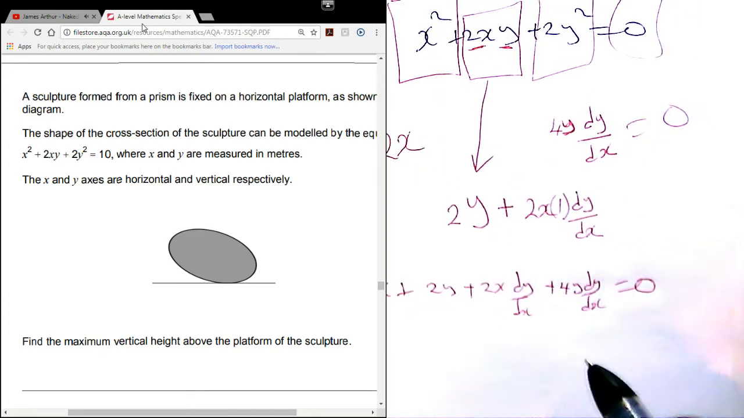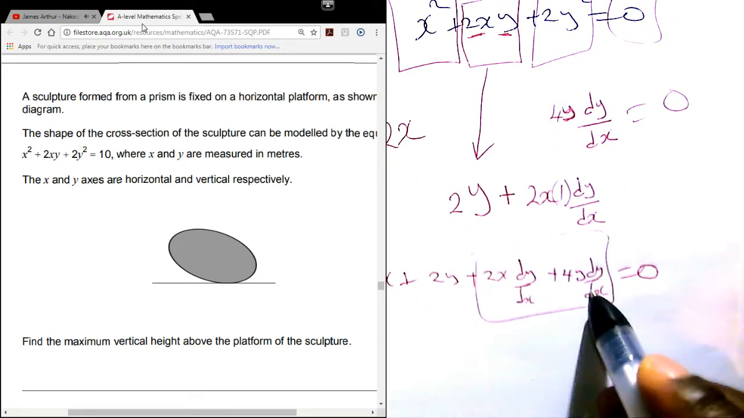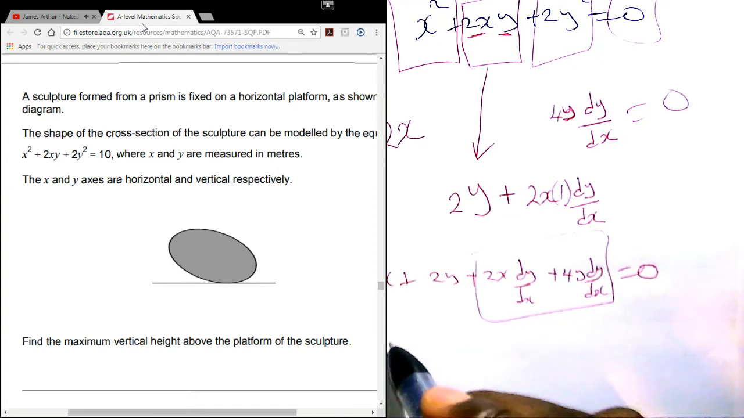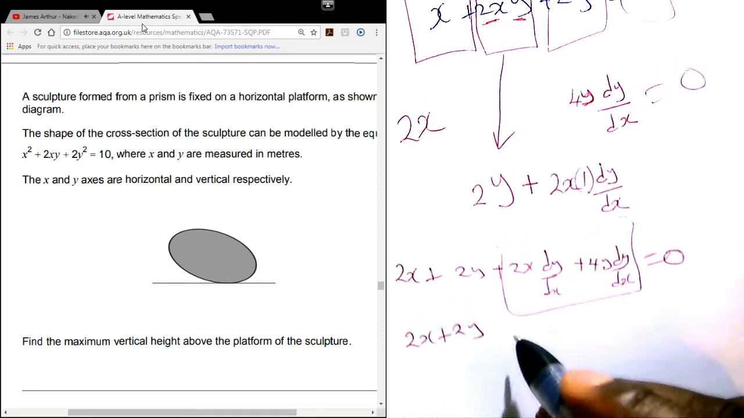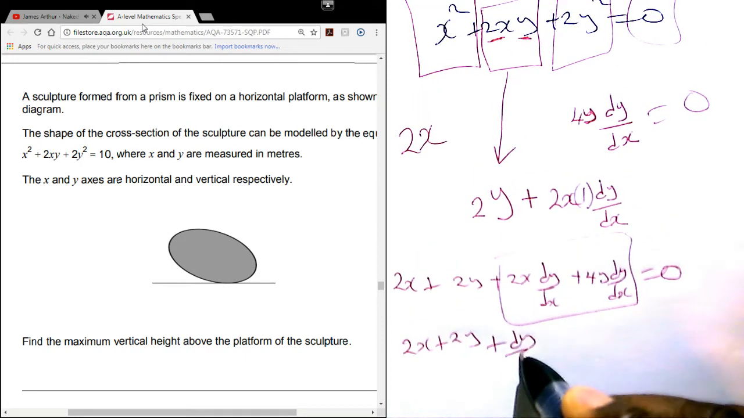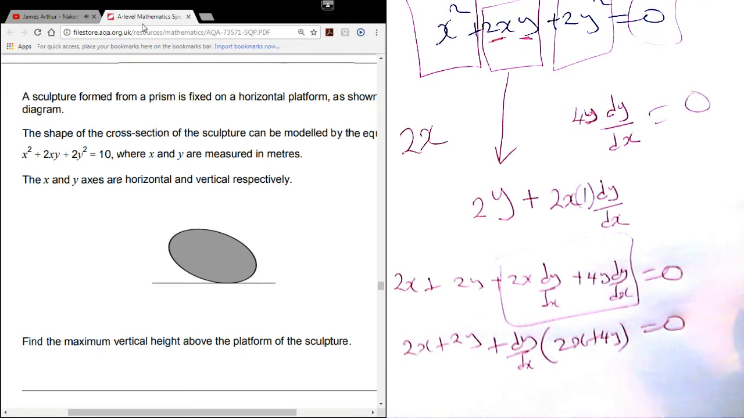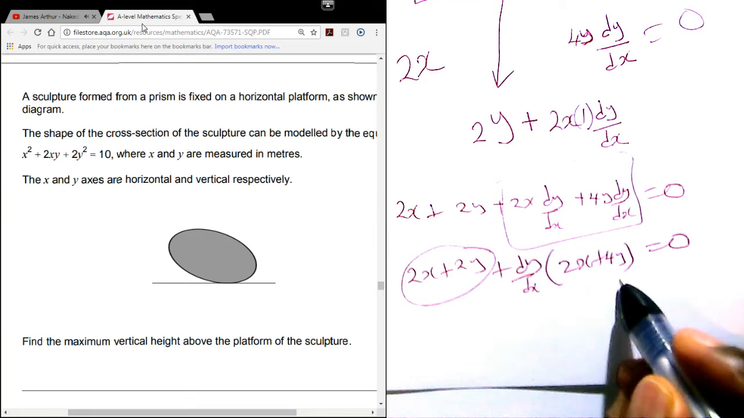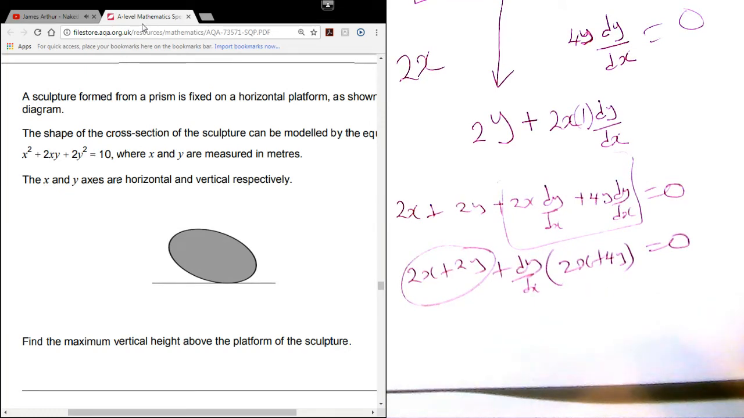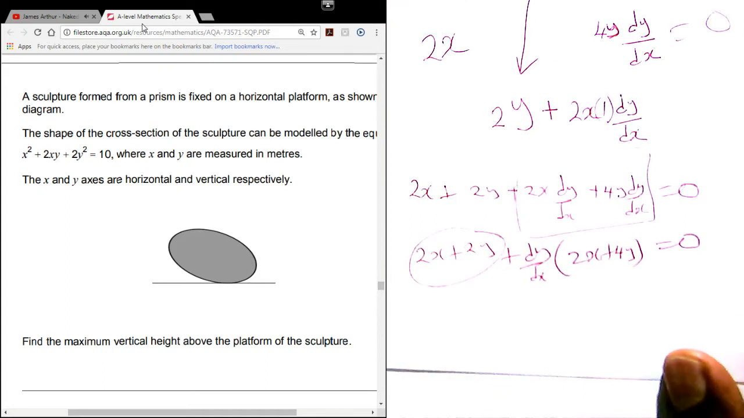We want to make dy dx the subject, so can I factorize dy dx here? It's common to them, so take it out. So that's 2x plus 2y plus dy dx into 2x plus 4y equals 0. Take these to the other side and divide both sides by 2x plus 4y. I know I've jumped that step. I don't feel like breaking it down.